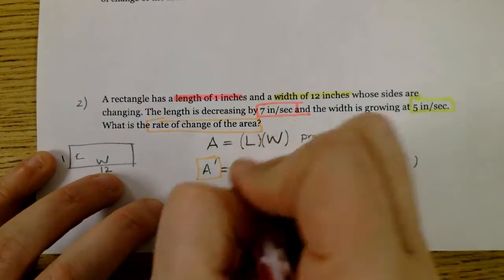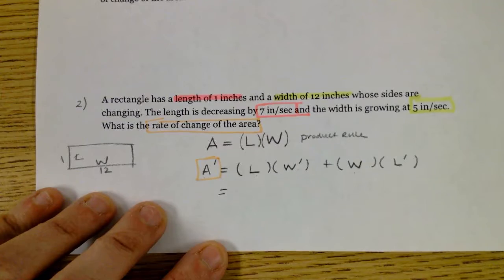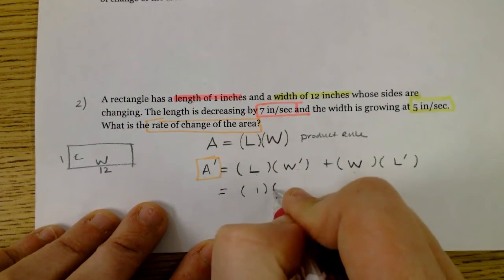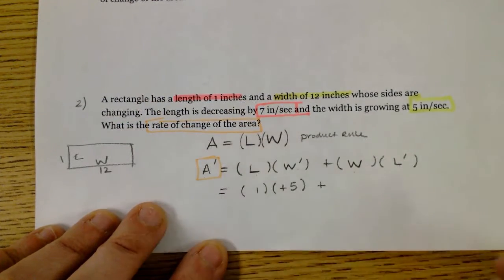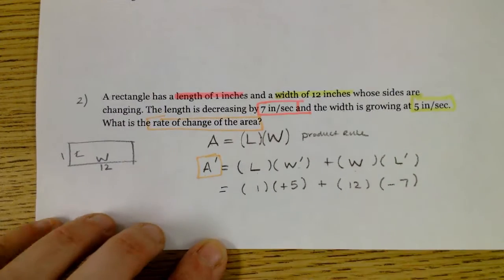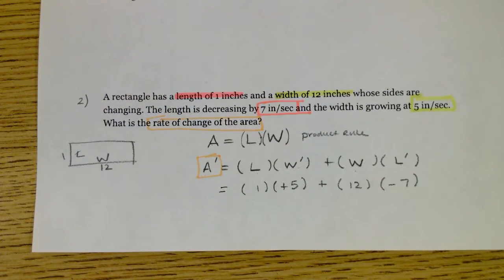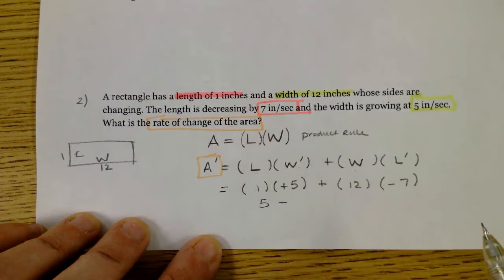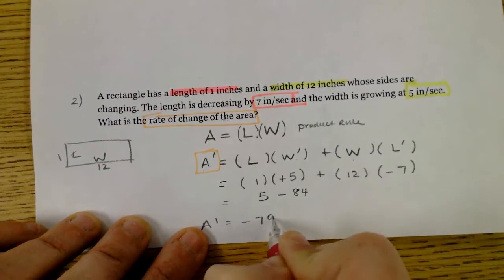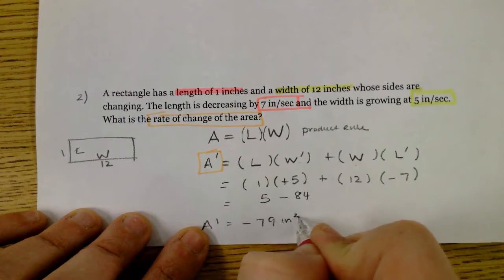That's what I'm ultimately solving for. And now I'm going to go ahead and plug everything in. So in this moment, when the story starts about the rectangle, my L is going to be 1. My W prime is positive 5. Width is 12. And my L prime is negative 7. Okay. So I get 5 minus, is that 84? 79 inches squared per second.